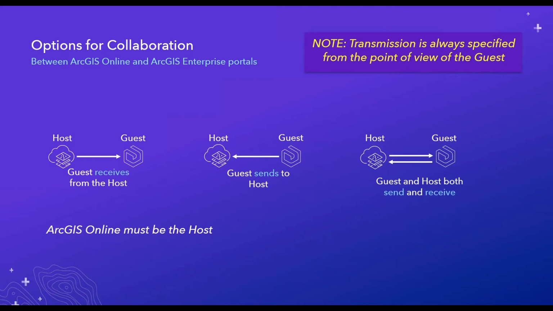ArcGIS Online, always the host. Transmission is still seen from the point of view of the guest. So again, first example, same as on the previous slide: this is the guest receiving content from the host. Middle example, guest is sending to the host. And of course, in our last example, you can certainly do bidirectional communication. Guest and host can both send and receive.